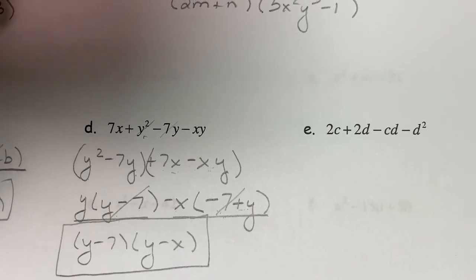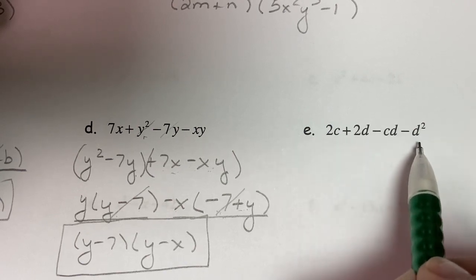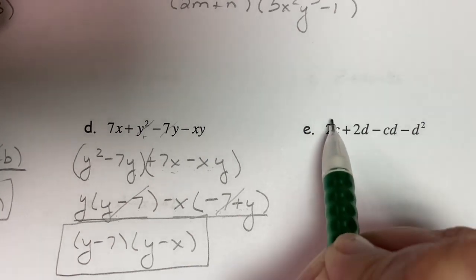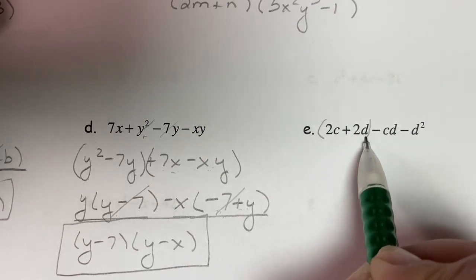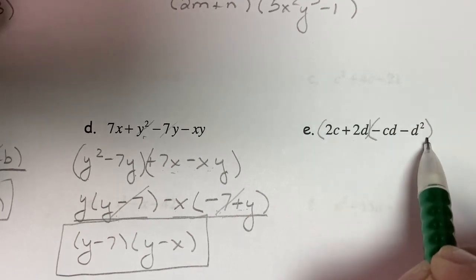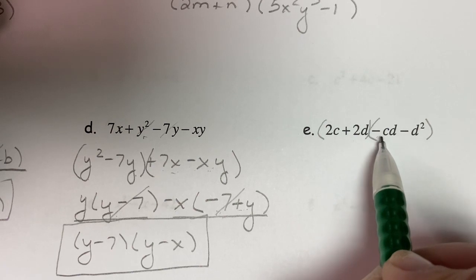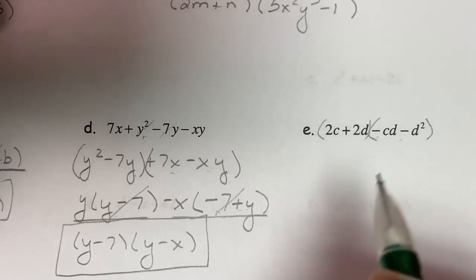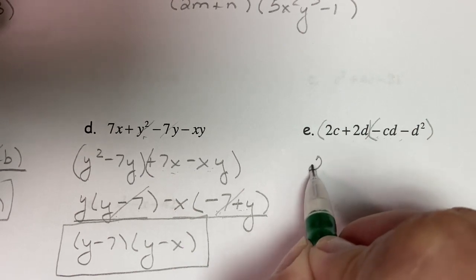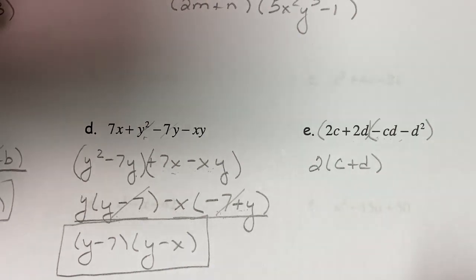Let's look at E. You notice that there's nothing common in all 4 terms. You should always check that first. Let's group them 2 and 2. If I group this first 2 together, you can see that they do have something in common, so I can leave it in this order. Notice how I'm keeping this negative in here, so it's a negative CD. Let's take a GCF out of my first group. I'm going to have a 2 that comes out, leaving me with C plus D.